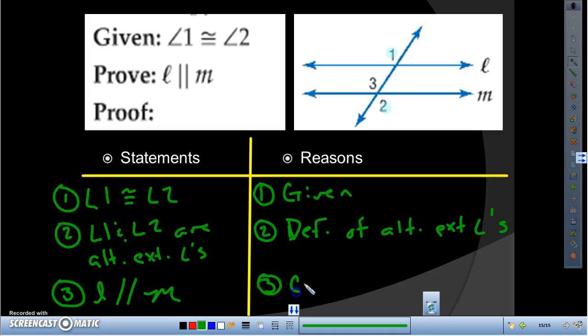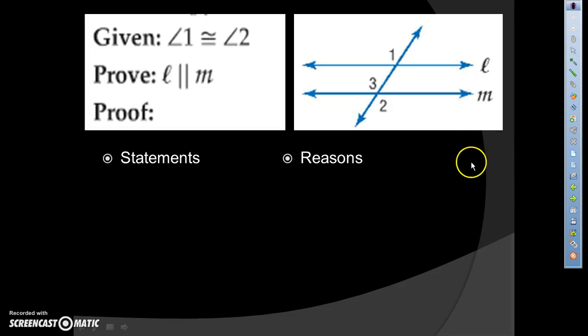It is the converse of the alternate exterior angles theorem. Okay, so the same thing, only in a different format. Okay, so let's do one more, but in the two-column proof format.